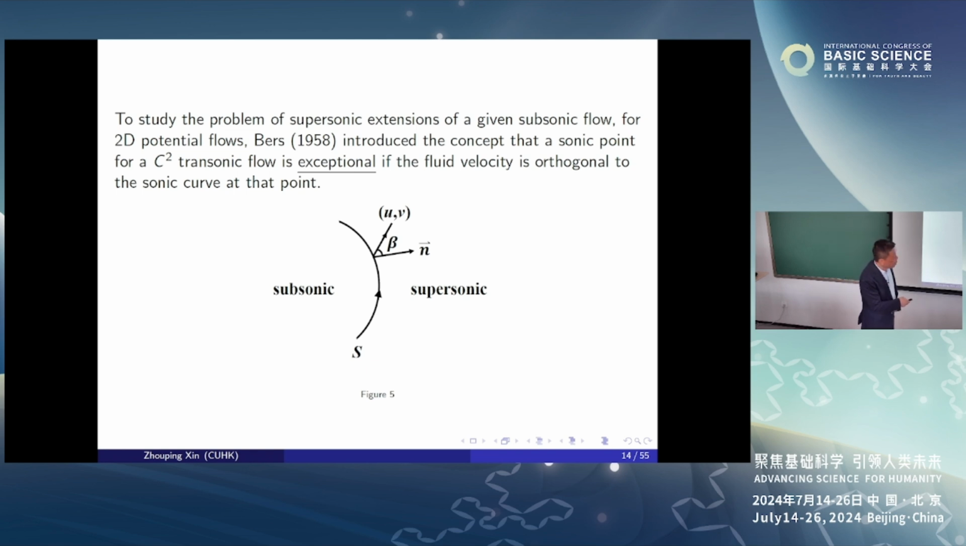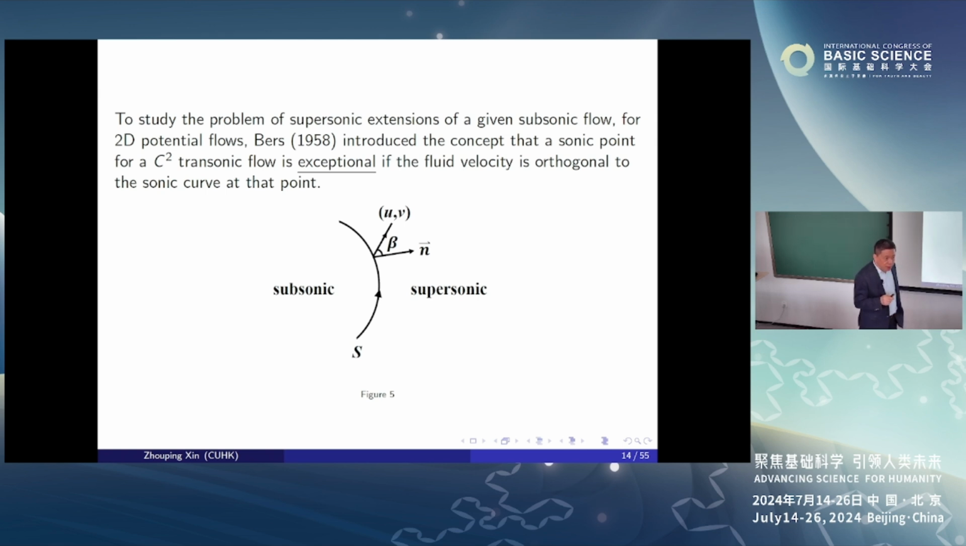So there's no vorticity. Assuming that you were able to solve the elliptic equation, you get a subsonic flow, and the subsonic flow approaching the smooth curve S becomes sonic. The question is, can I extend the solution to the right to get a supersonic flow? They call this a supersonic bubble problem. Then he found, well, you cannot always do that.